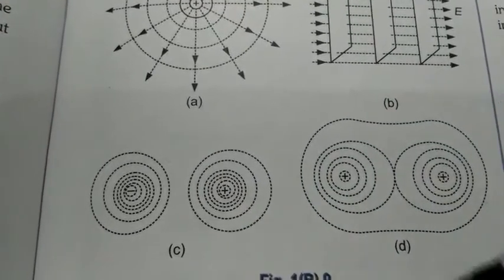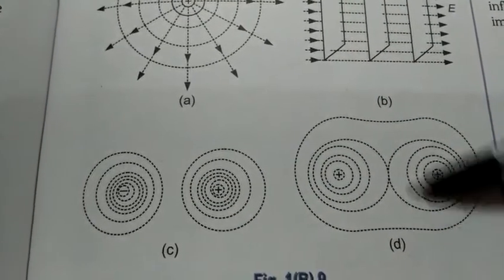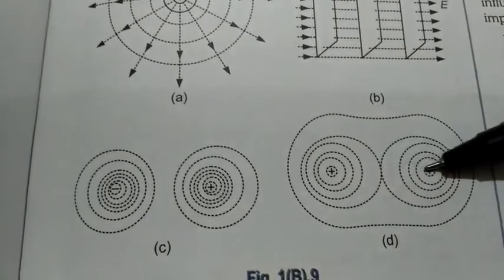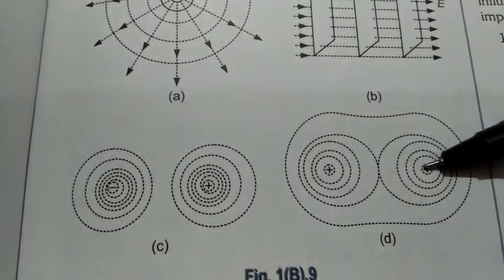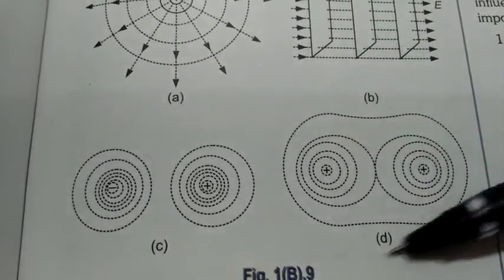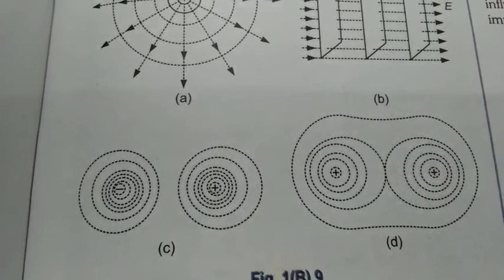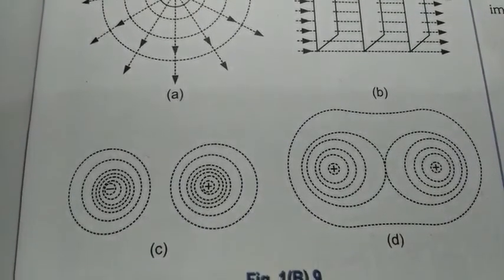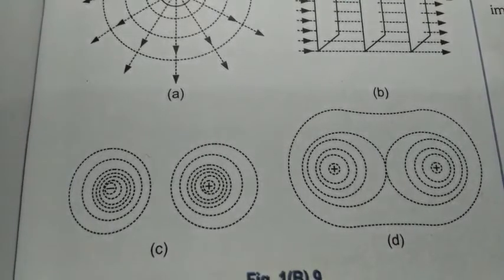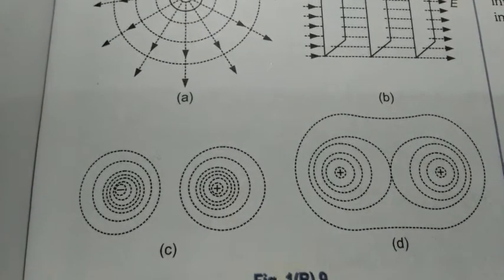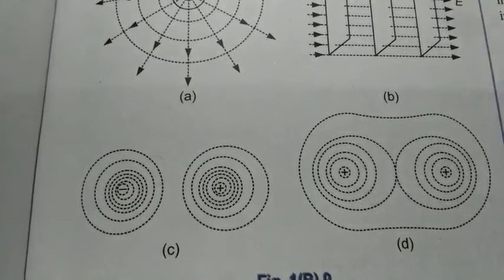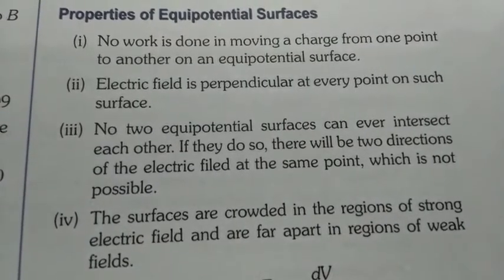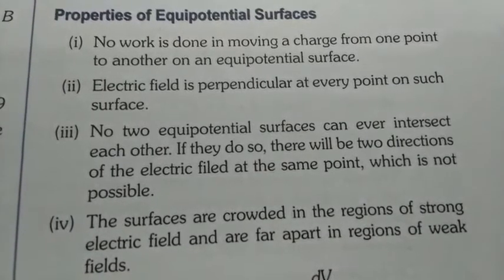Then figure D. Figure D is for two charges of the same type. If the same type of charges are there, then this type of equipotential surface we will get. And I have already told you what type of fields we will get when we have different types of charges in front of us. In chapter 1, we have already discussed that. Now let us discuss the properties of equipotential surfaces.